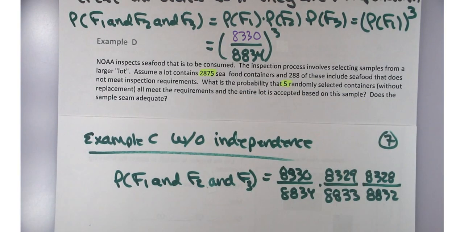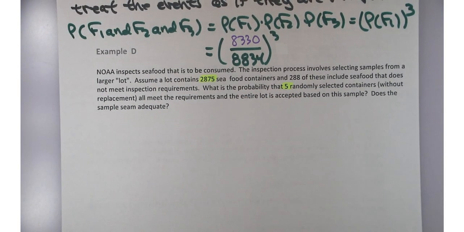It's up to you. Let me give you some notation to play with on this one, and I'll let you read it for a second. Incidentally, NOAA is the National Oceanic and Atmospheric Administration, which seems like kind of the wrong agency to be inspecting food, but that's the way it is.